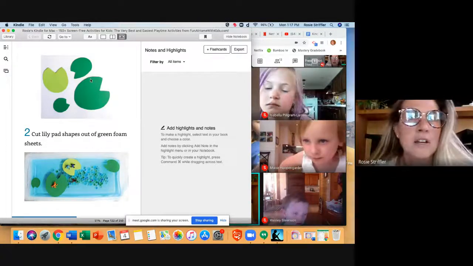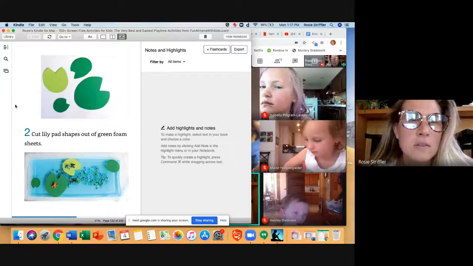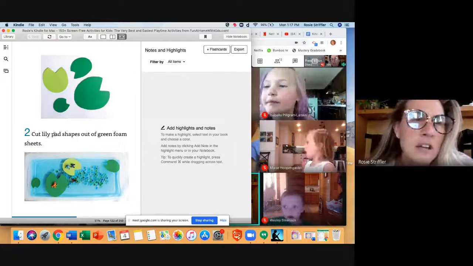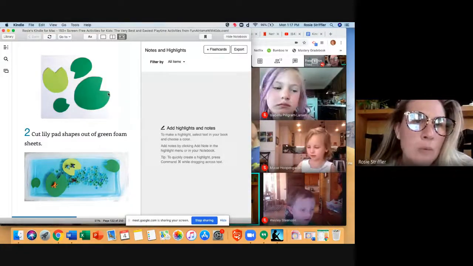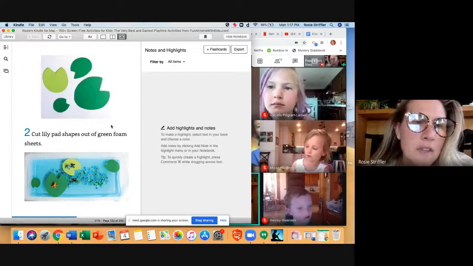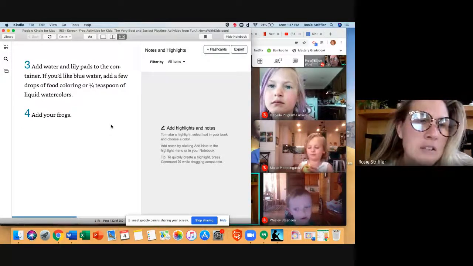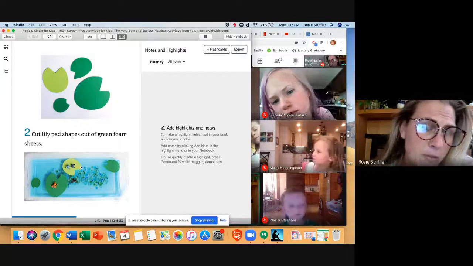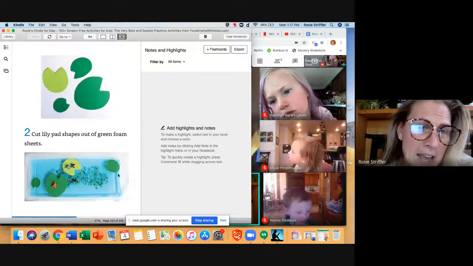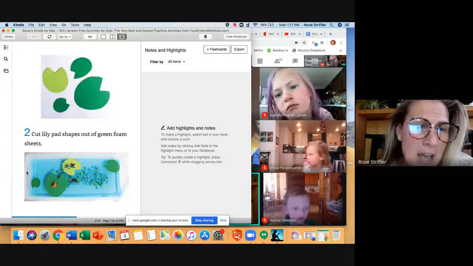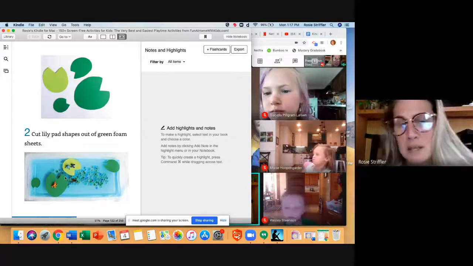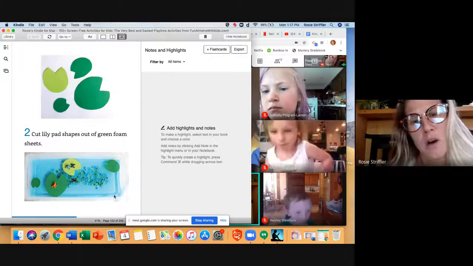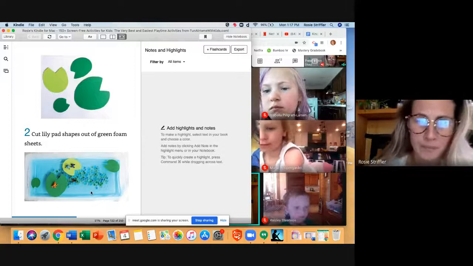Okay. So here are lily pads. Does anyone see these lily pads? You see the lily pads? All they are is circles with little triangles cut out of them. Okay. And then here this person put their frogs in a Tupperware and put the glass beads in there and put watercolor in the water and made it a little bit blue.